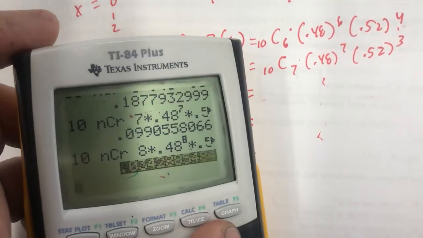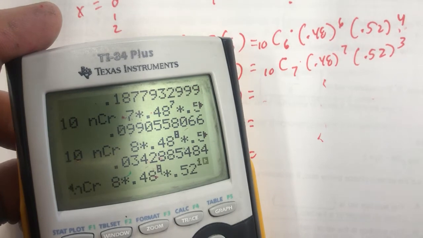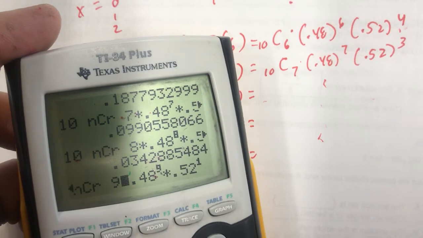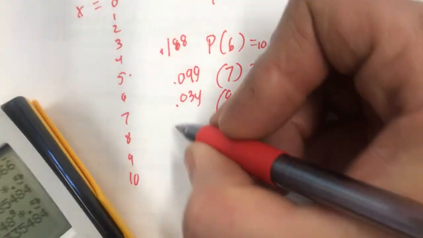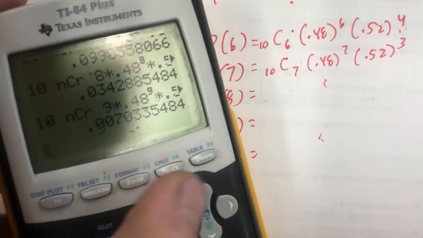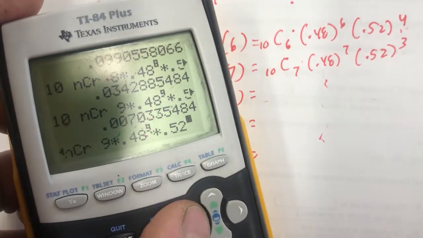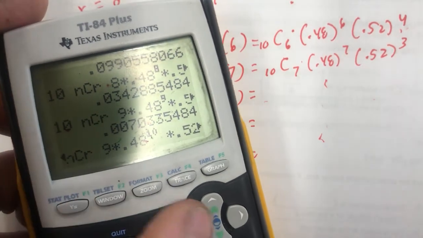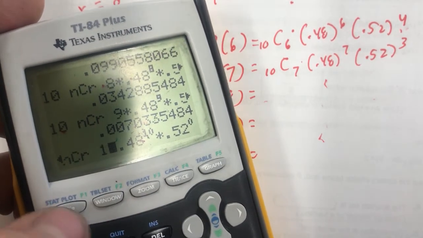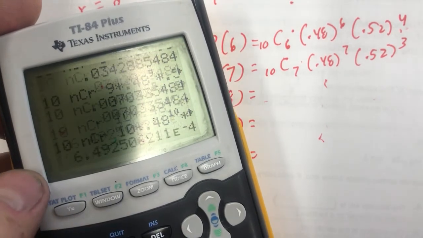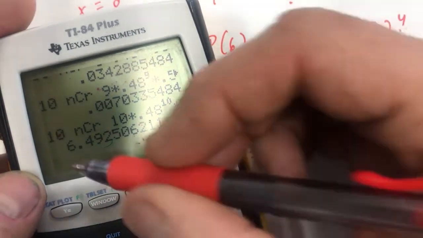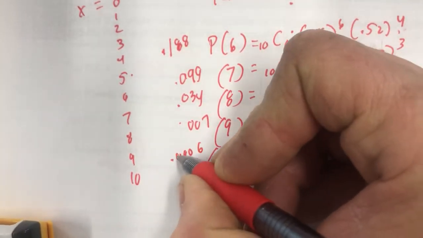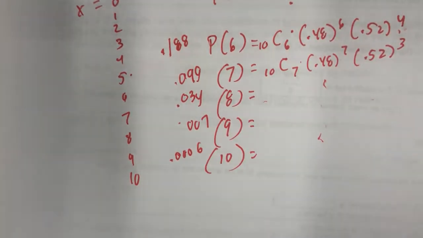And then 9. I'm going to go back up in here. Change this to 1. Change it to 9. Change it to 9. And I get here 0.007. And then 10. Change it to 0. 10. And then change this to 10. And there you go. I got this -4 means I move it back 4. So I got 3 zeros and a 6. Okay. So there you go.